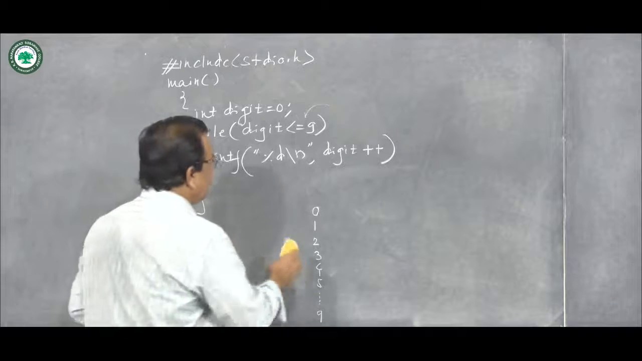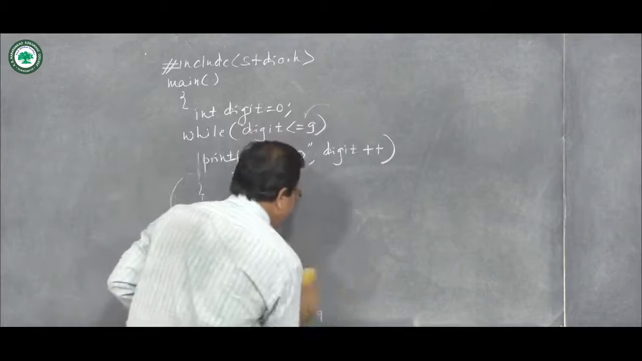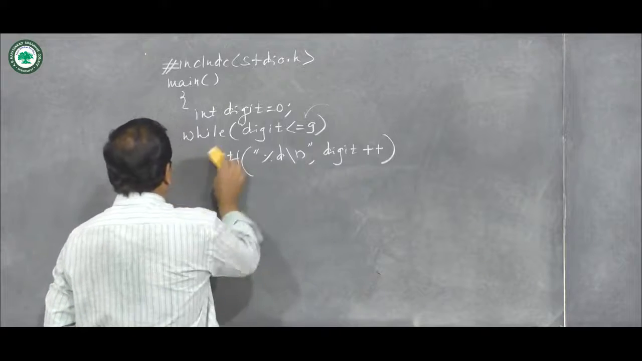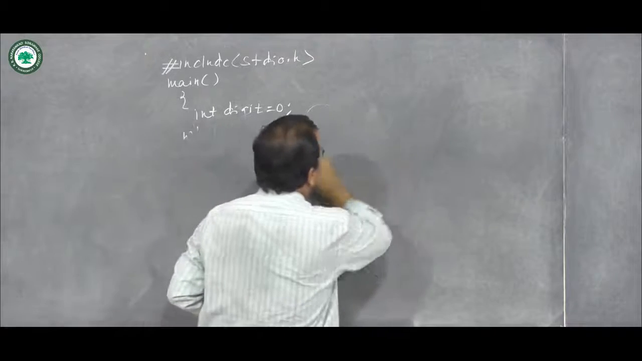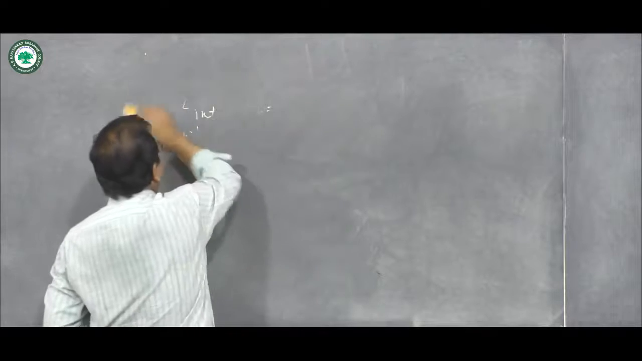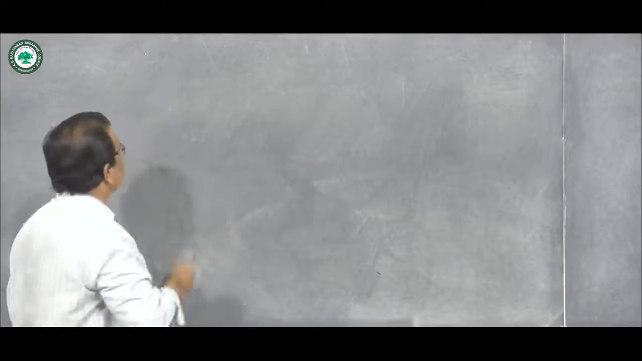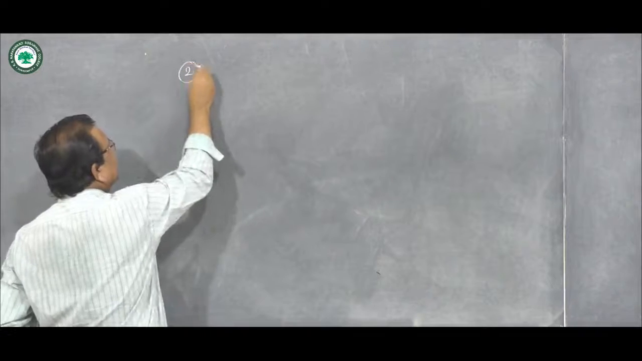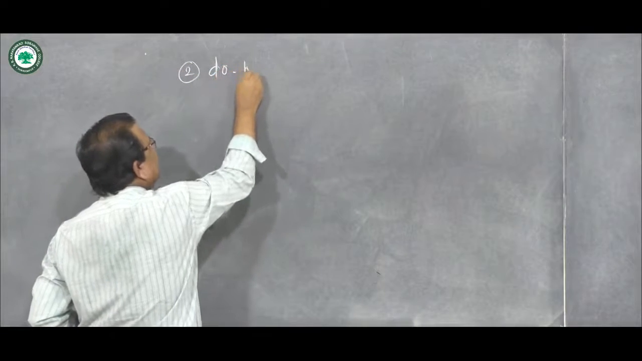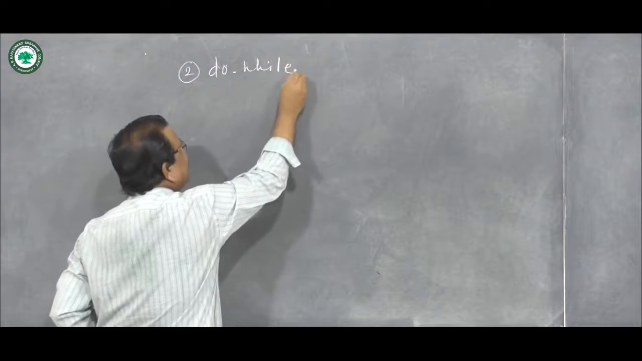So this is how the while loop is executed. Now let us go to the next loop, namely do while. The do while statement or do while loop.